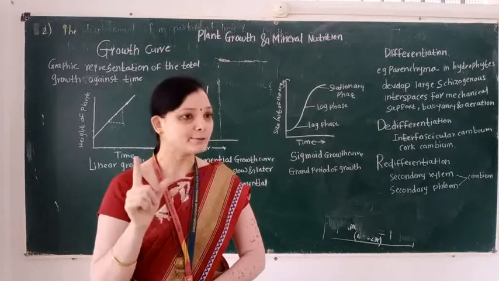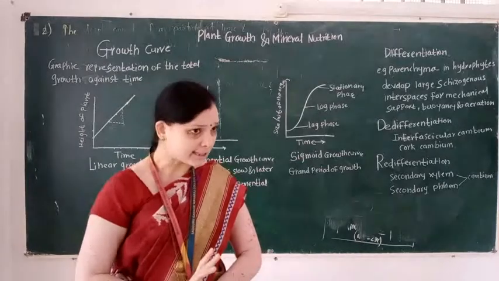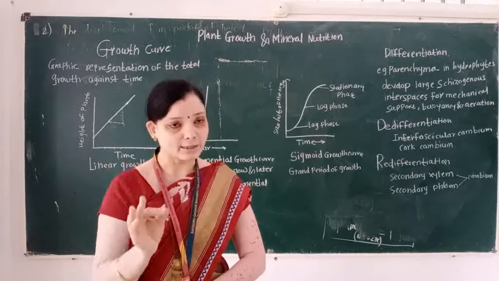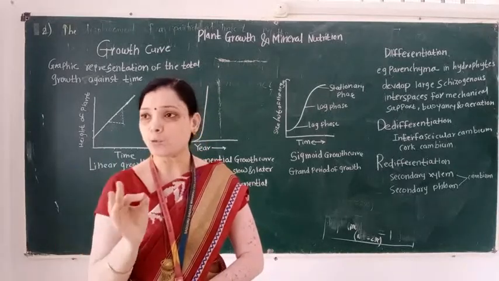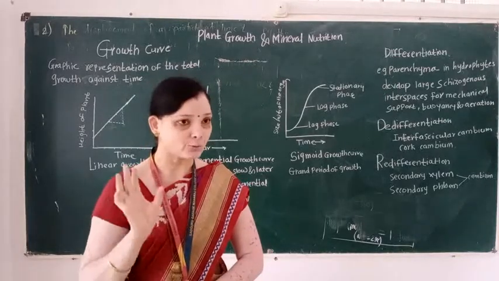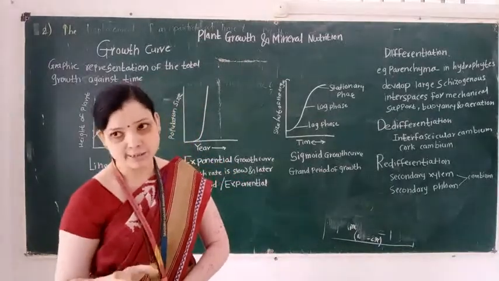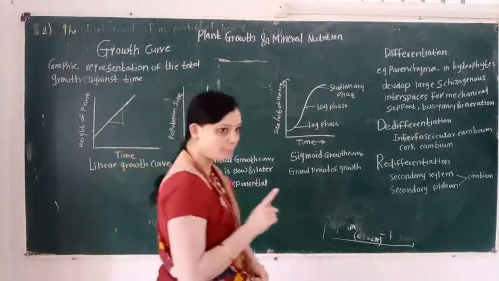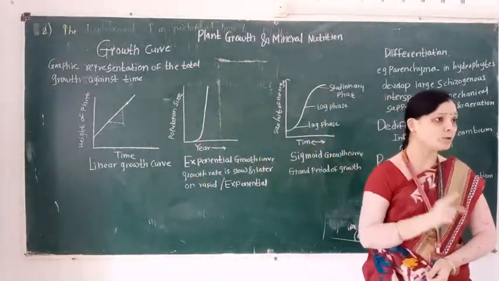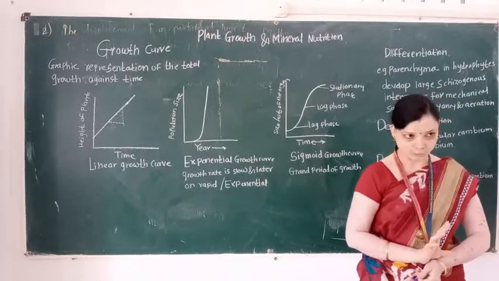So the growth curve consists of three types: the linear growth curve, the exponential growth curve, and the sigmoid growth curve. And what is a growth curve? A graphic representation of total growth against time is known as a growth curve.